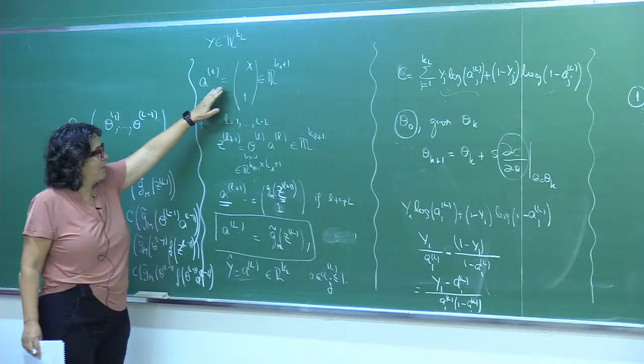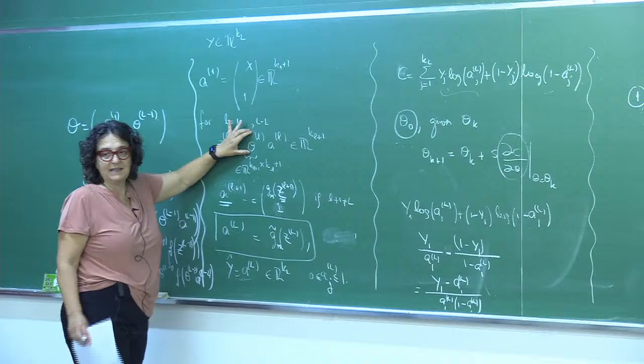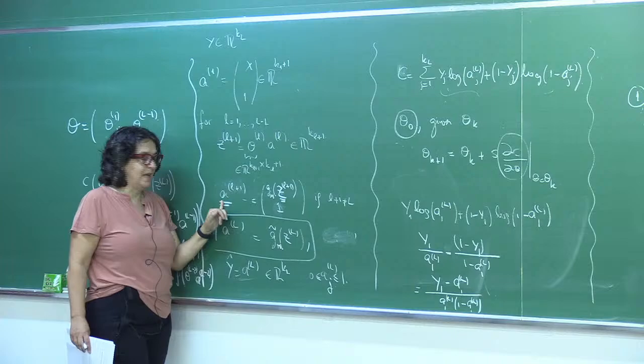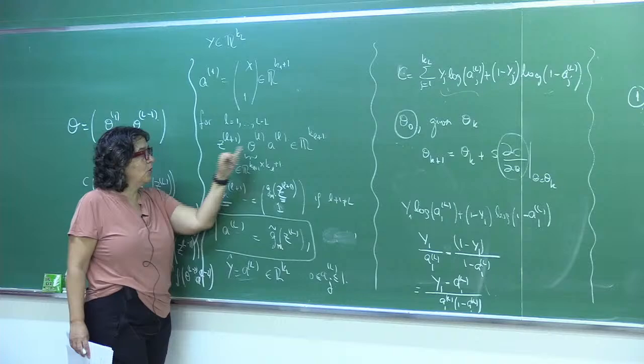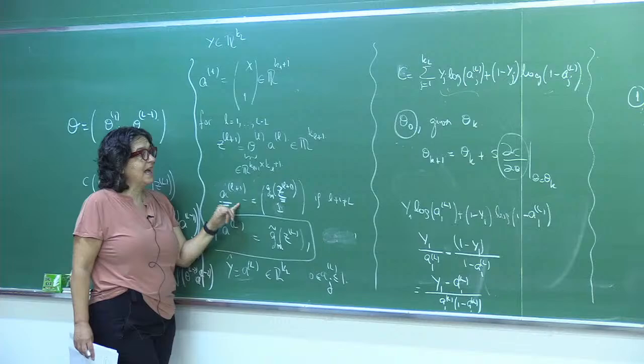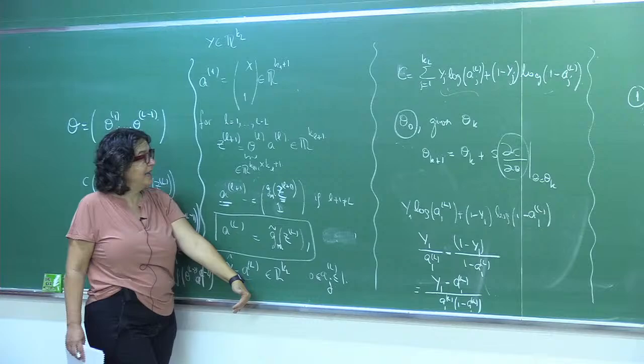I have my point, A1, and I have my theta 1, because I gave you one there. I compute C2. Once I have C2, I can compute A2. When I have A2, I can compute C3. Once I compute C3, I can compute A3. Once I have A3, because I had a parameter, I have C4, until I arrive at the last one. This is why it's called forward, because I go in this direction.